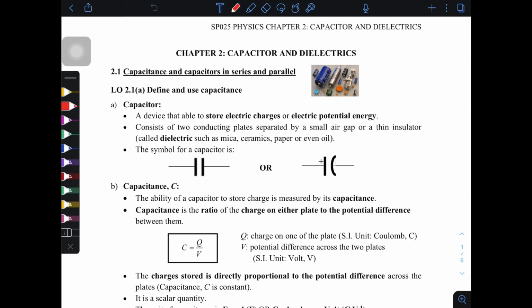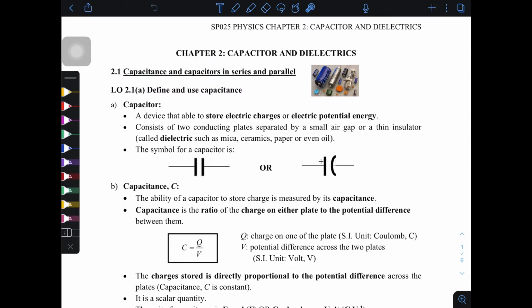So today kita akan masuk chapter yang baru, which is chapter 2, capacitor and dielectrics. So for the 2.1, in this chapter we have 3 subtopic. So today kita akan masuk subtopik yang pertama 2.1, capacitance and capacitors in series and parallel. Okay, so you see here we have two things you need to know. The first one ialah capacitance and the second one is capacitors.